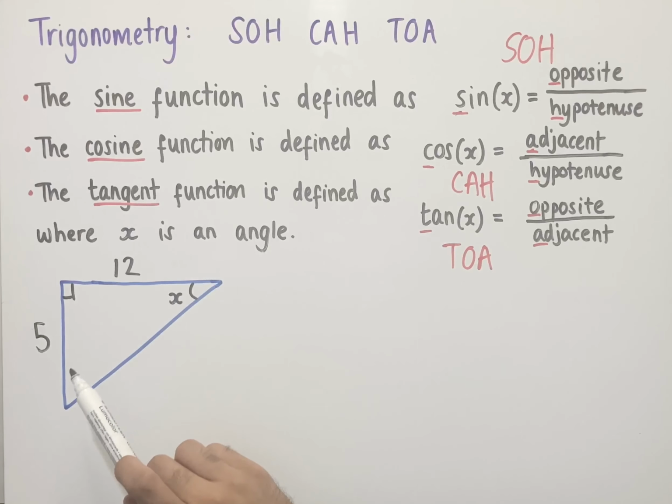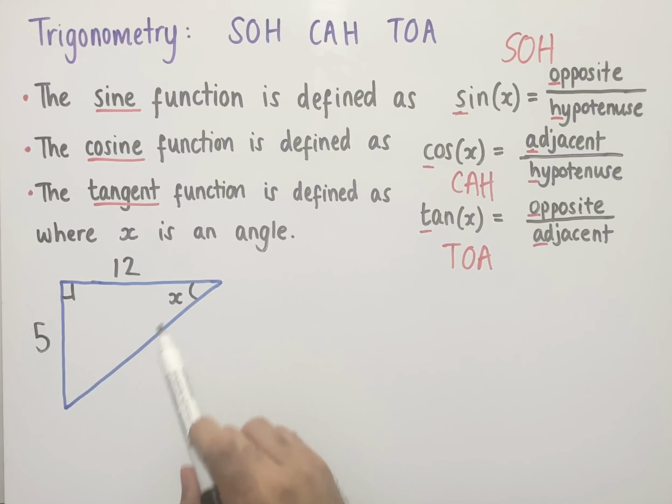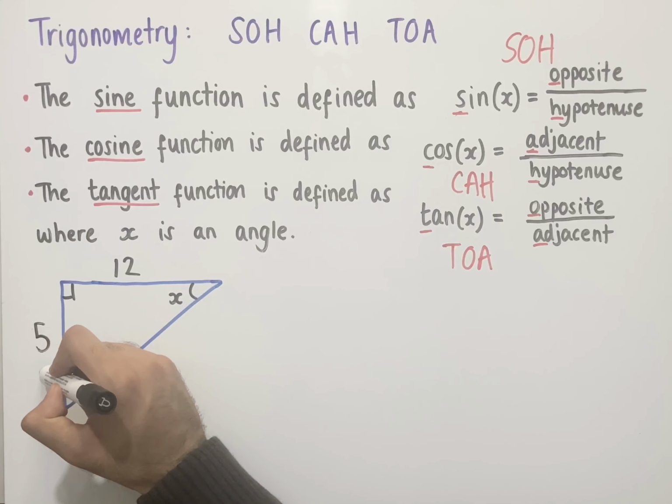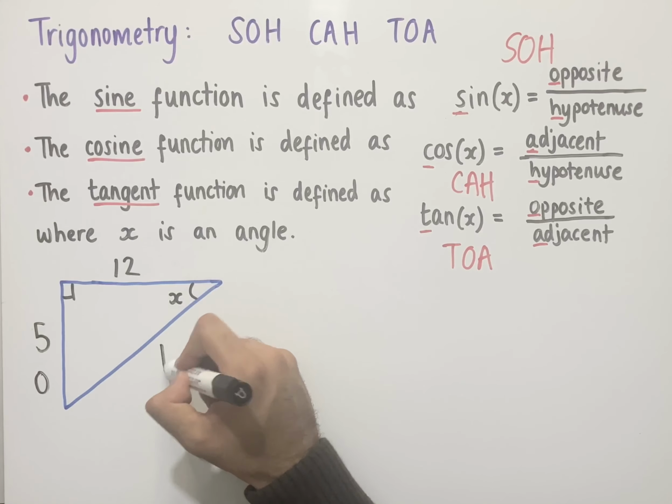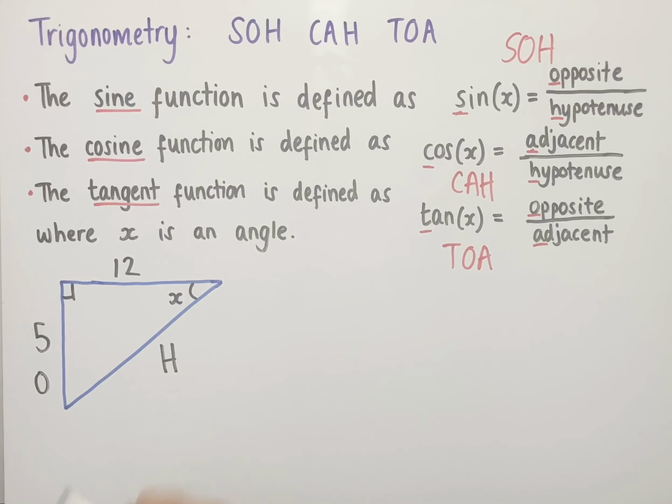Finally, if we had the following triangle with these two sides now and the missing angle x, then again we would start off by labeling each of the sides in terms of the opposite, adjacent and hypotenuse. So the opposite is the 5 here, we label that as O. The hypotenuse is the side opposite the right angle, we label that as H, and the adjacent is the side that's left over.